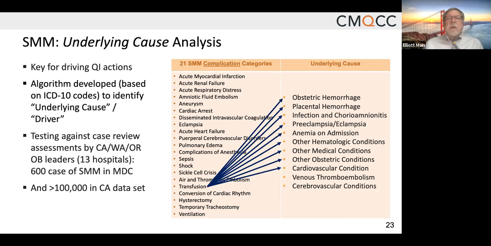So you don't want to look just at transfusion, you want to look at your care of women with, say, preeclampsia, or your care of women with anemia on admission. You know, what's driving why they have anemia. Next slide.